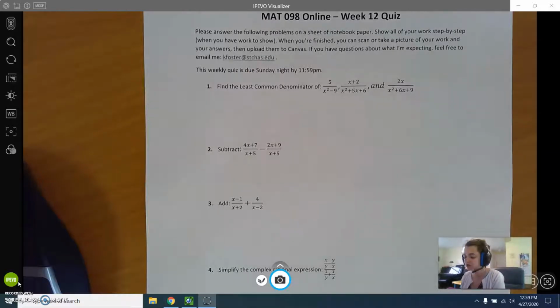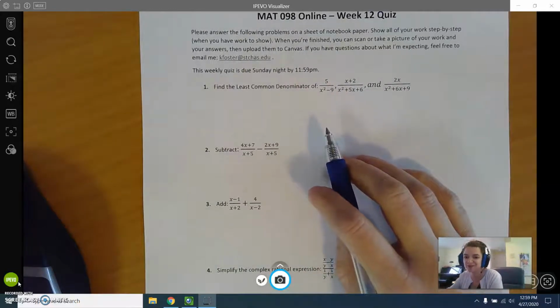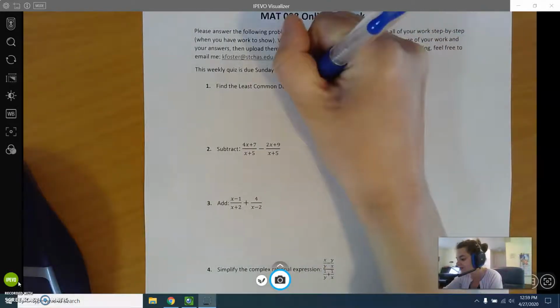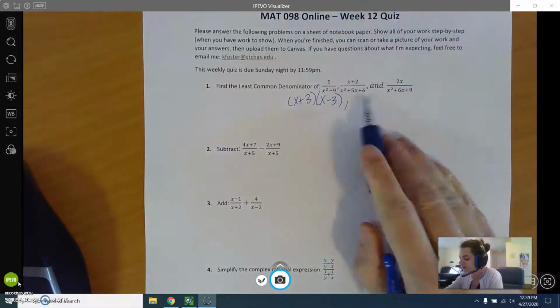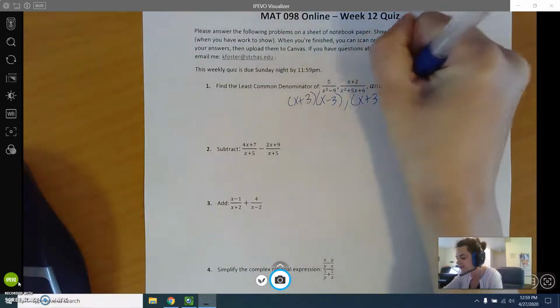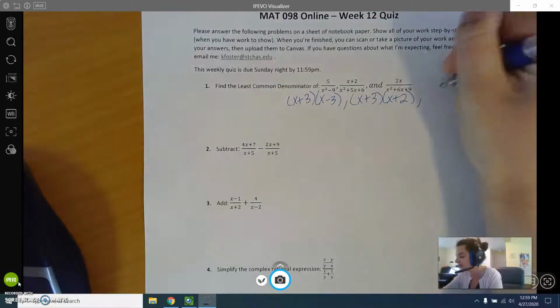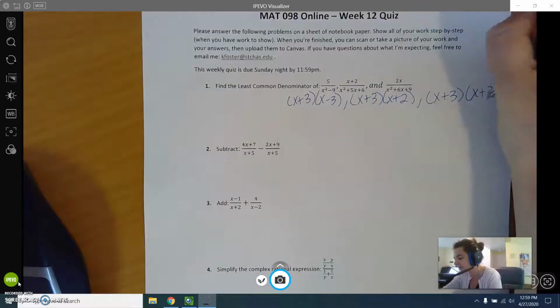To find a least common denominator, I don't care about the numerators at all. I'm just focusing on the denominators. The first thing you're going to do, like everything else in this chapter, is factor. So x squared minus 9 factors as x plus 3, x minus 3. For my second one, x squared plus 5x plus 6, that factors as x plus 3, x plus 2. And the last one, x squared plus 6x plus 9, that factors as x plus 3 squared. If you want to write it out, that's x plus 3 times x plus 3.